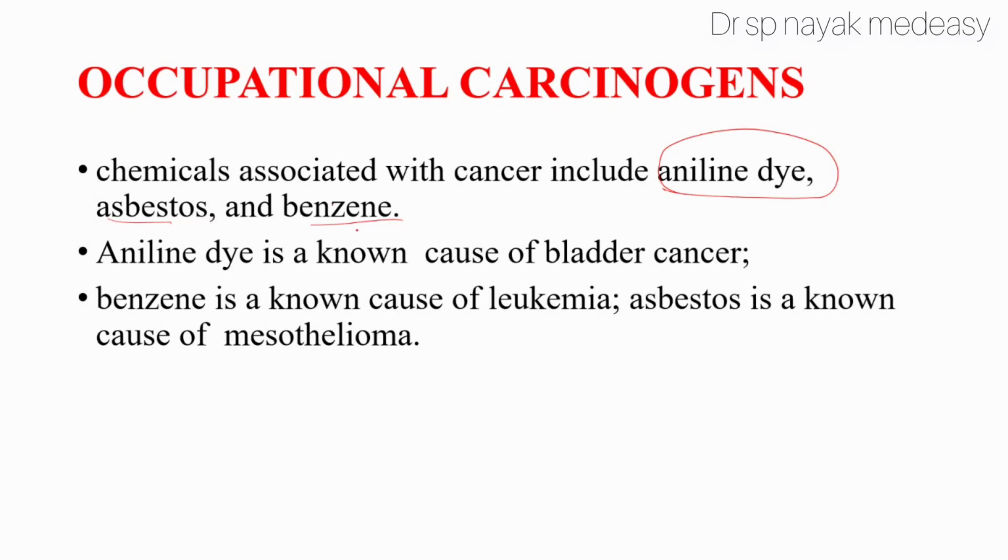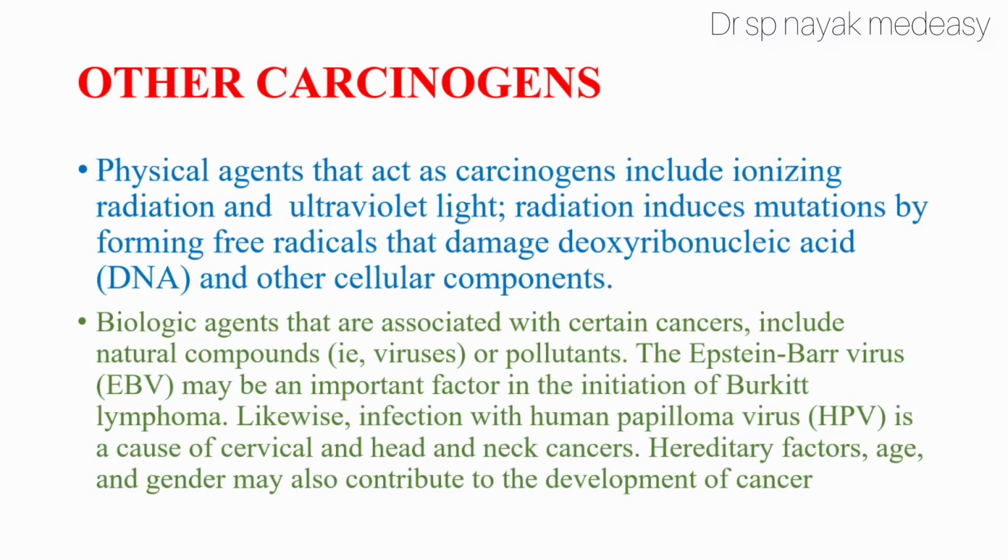Okay, they are highly prevalent, and they cause cancer. In this, aniline causes bladder cancer, benzene will cause leukemia, and asbestos will cause mesothelioma. And other carcinogens we have are radiating agents like ultraviolet rays, which we just discussed. They will cause mutations in the DNA, and with that they will destroy the tumor protective agents, and with that they will induce cancer.